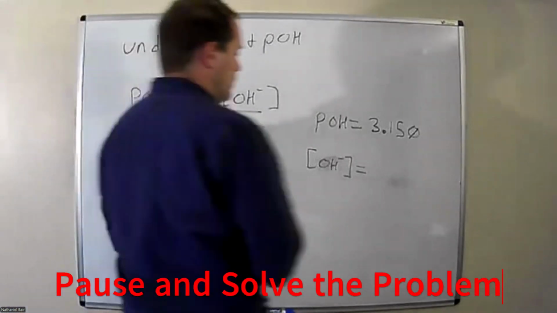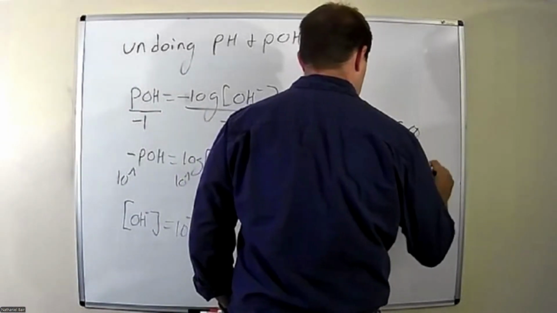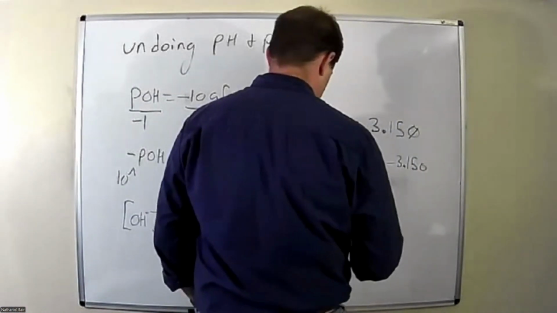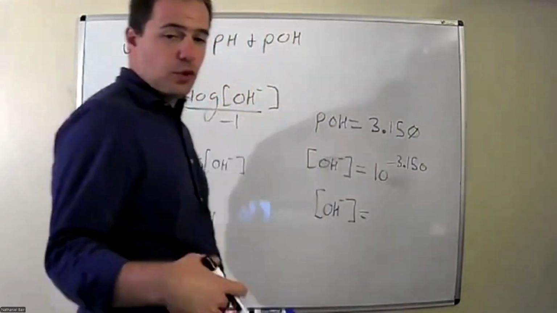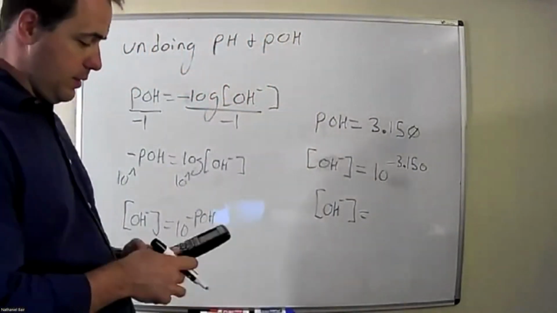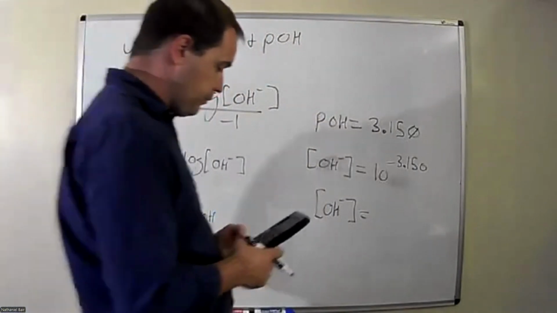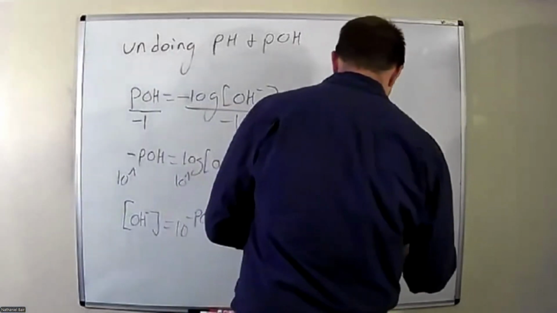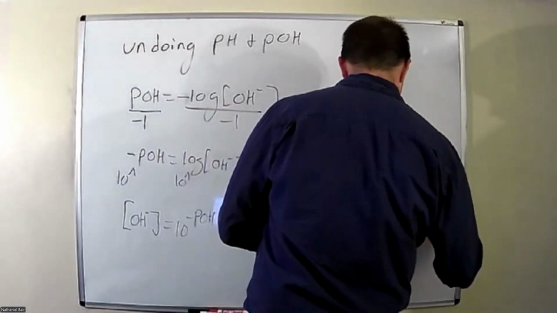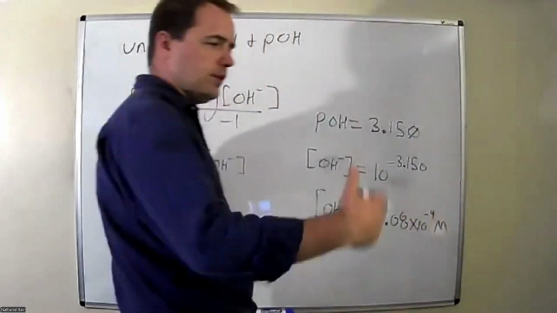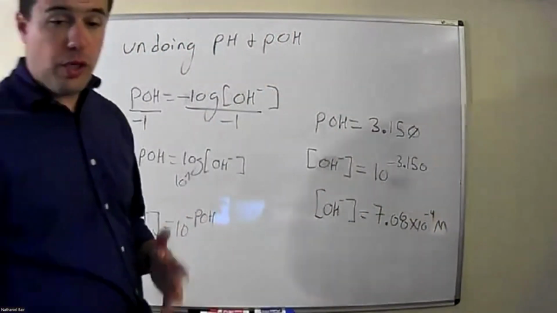All right. So 10 to the negative pOH. 3 places past the decimal, so I want 3 sig figs. That's going to be 7.08 times 10 to the negative 4th molar, or 0.000708, right? So hopefully you guys feel good about that.